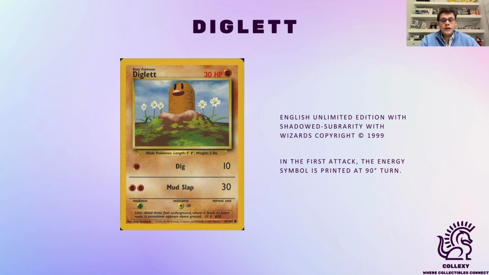Diglett has also an extra variation, and just like Beedrill, it is the result of a printing error. In the first attack, Dig, the energy symbol has been flipped 90 degrees. This is simply a printing error, but it's also a different variant than the variants we have already mentioned of Diglett.